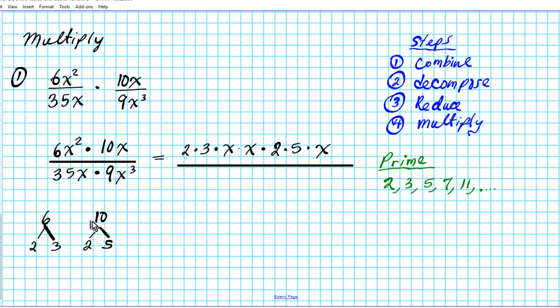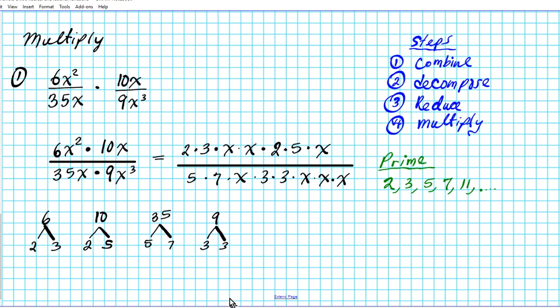We have 35. That's a composite. Let's decompose it. 5 goes into 35 7 times. So 35x can be written as 5 times 7 times x. Next composite is 9. What prime number goes into 9? 3 goes into 9 3 times. So 9 is going to be 3 times 3. x is being raised to the third power, which means that we'll multiply x by itself 3 times.